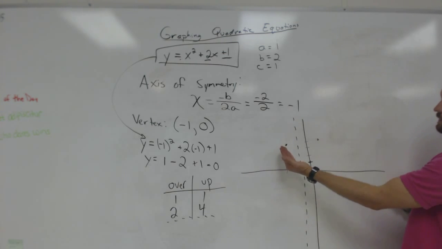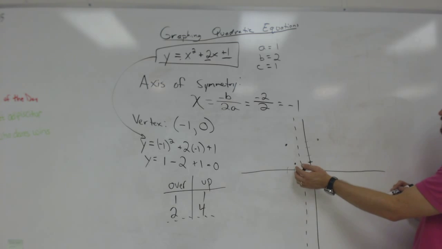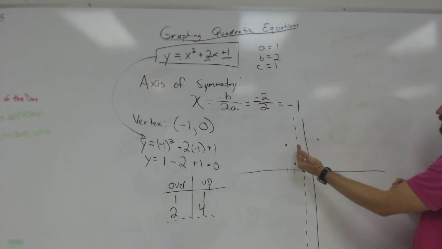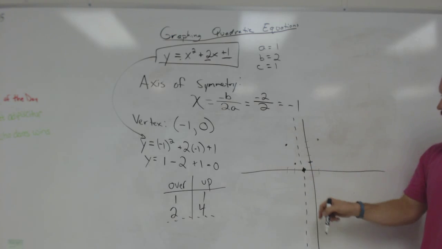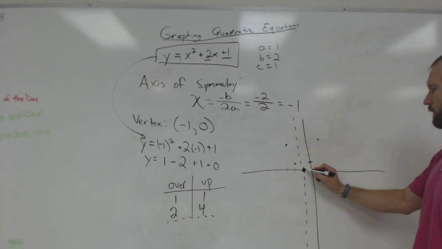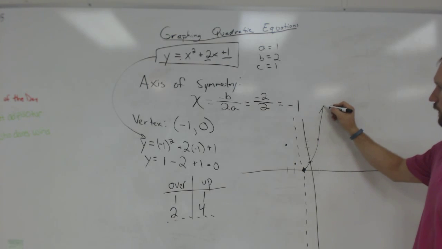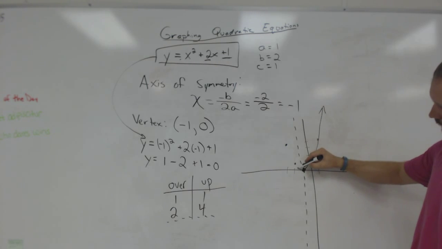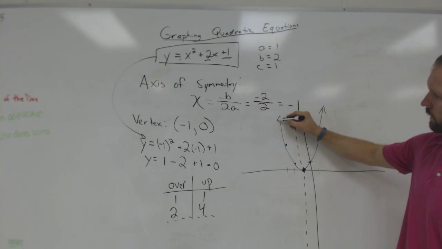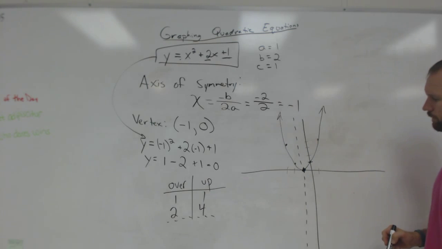The other thing we should notice as we do this, you can kind of use this as a self-check. These points should be exactly symmetrical to these points over here. So here's my parabola. I have to remember that it goes on forever, so I end it with an arrow to show that it's going up. And that's it. I've graphed a parabola.